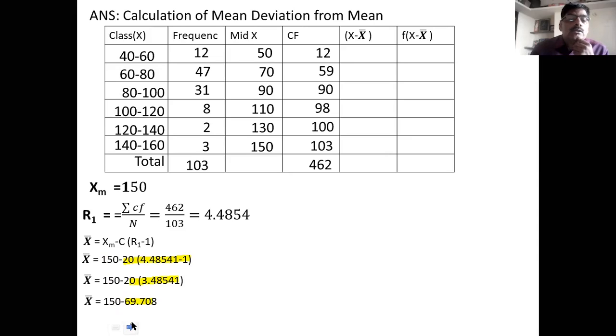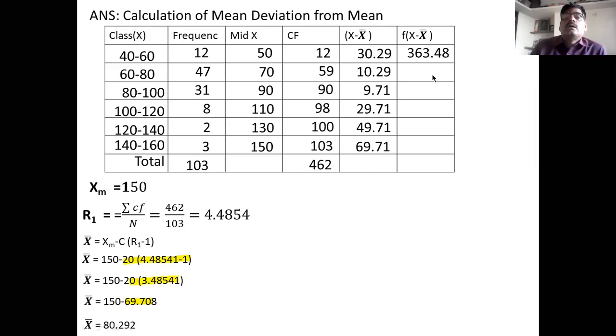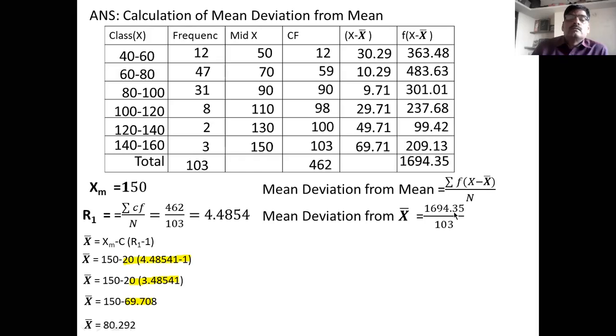Okay. So the ultimate answer is 80.292. Previous answer is also the same, 80.29. Now you calculate the X bar, the same values. X minus X bar is the same. Then the multiplication value is also the same, 1694.35. Then the mean deviation is also the same. Mean deviation is 16.45. 16.45 is the mean deviation.